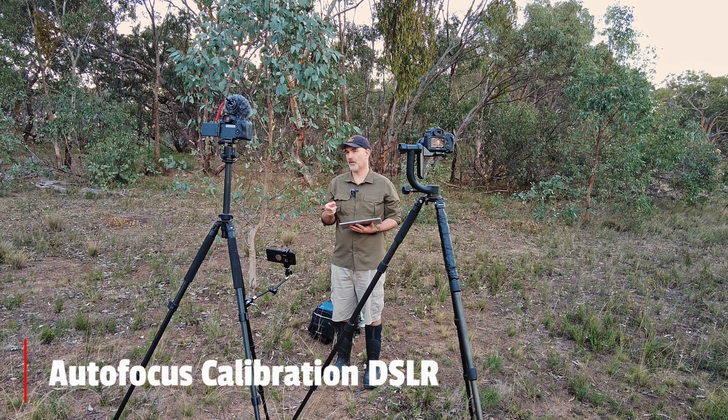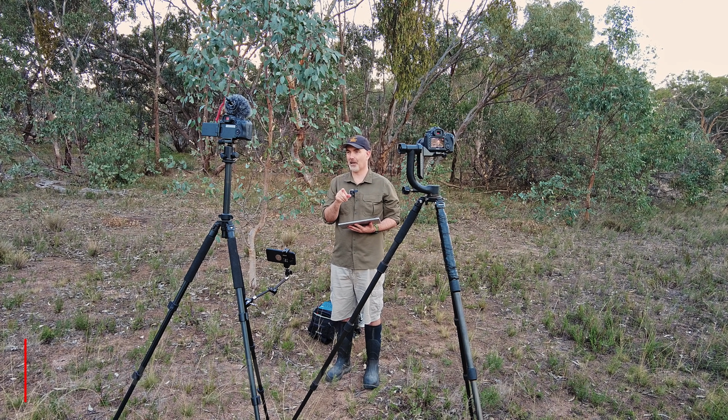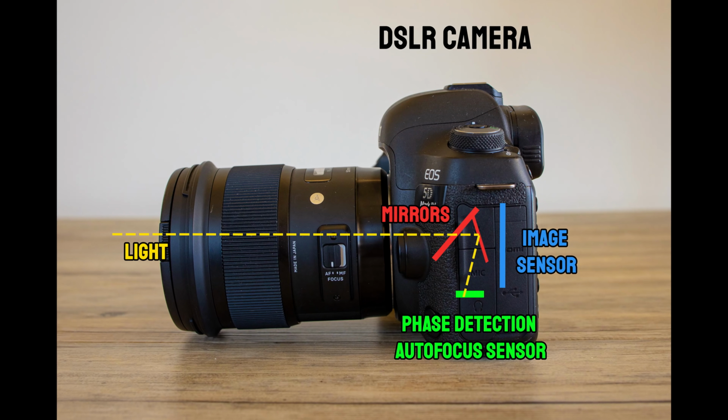So another cause of soft shots on a DSLR is whether your lens and your camera are calibrated properly. What do I mean by this calibration? Well, on a DSLR, it's obviously got a little autofocus sensor which receives light and then tells the camera the distance to focus on. The camera will then send a message to the lens, which will obviously focus to where it's supposed to, or where it thinks it's supposed to.